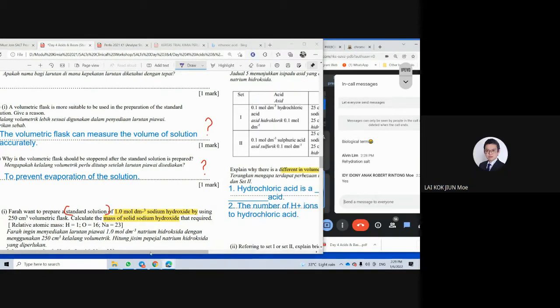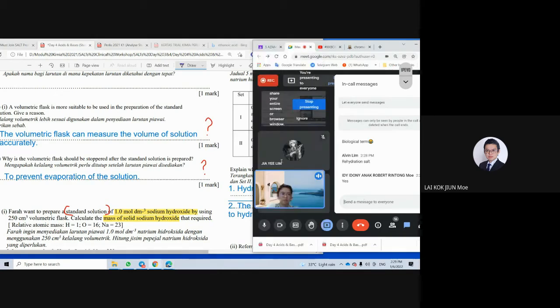So ID, now your job is, apakah nama bagi larutan di mana kepekatan larutan diketahui dengan tepat? So what is the name for the solution? How do we name it?